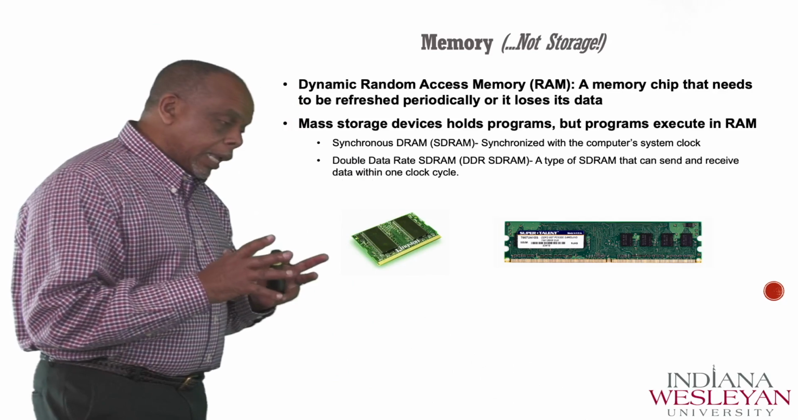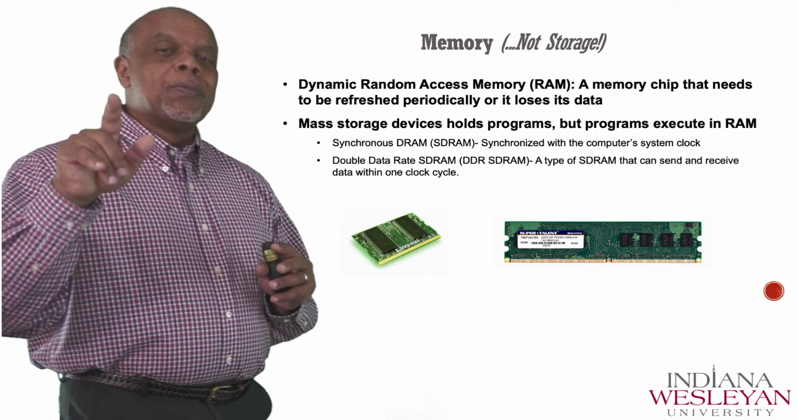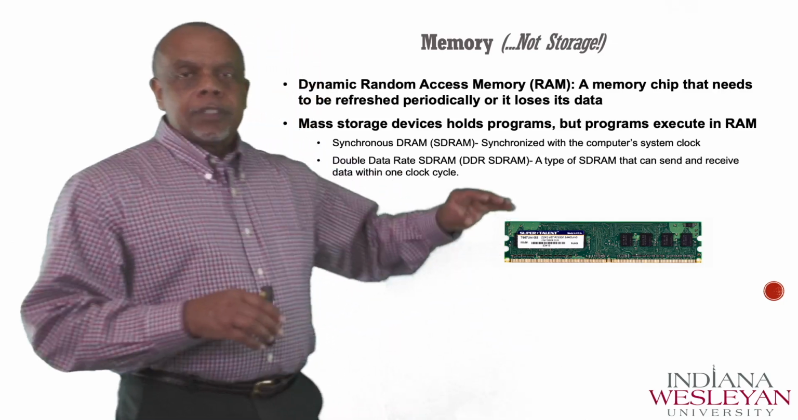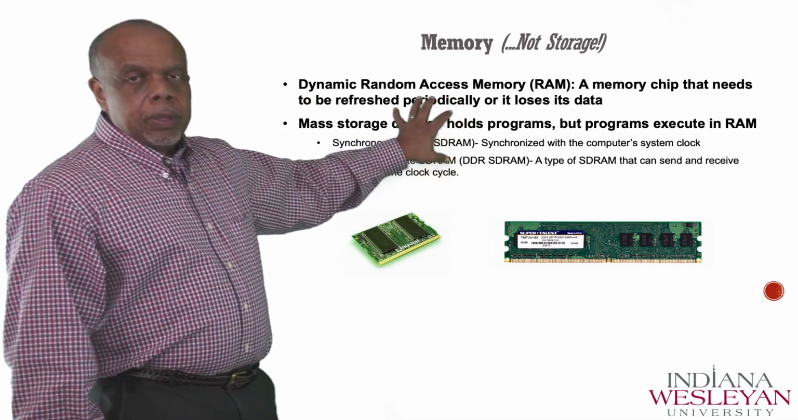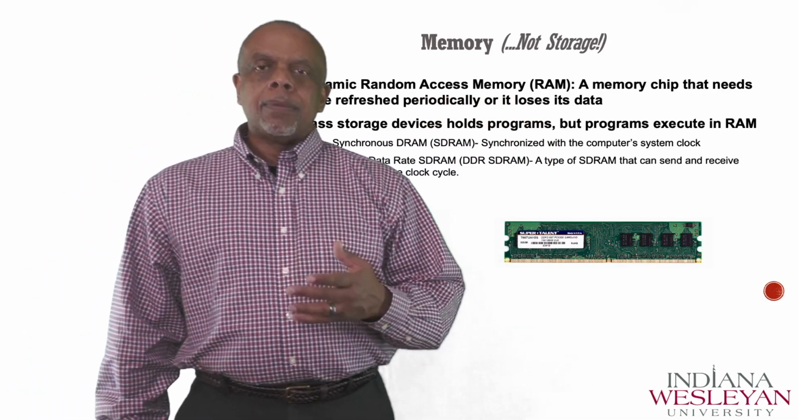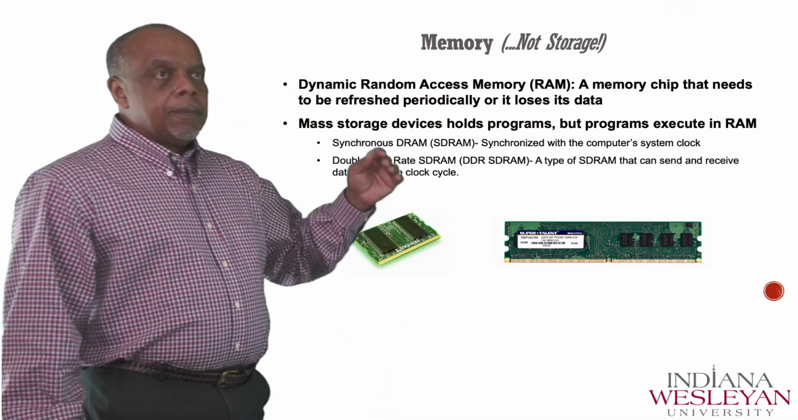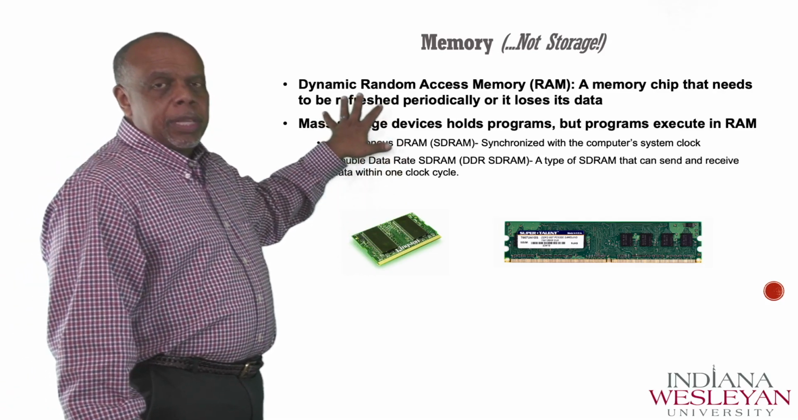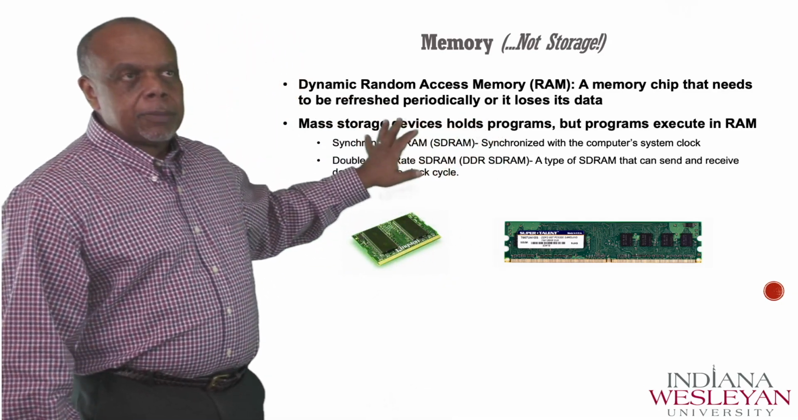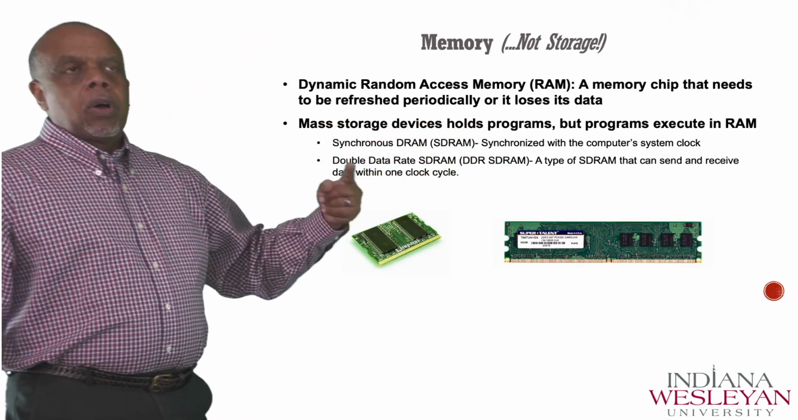Now, memory, not storage, memory. Again, there's a fundamental difference between memory and storage. There are different types of memory, and we call this type random access memory, RAM. A lot of what we use today is called dynamic random access memory, and that's a memory chip that has to be refreshed periodically or it loses data.